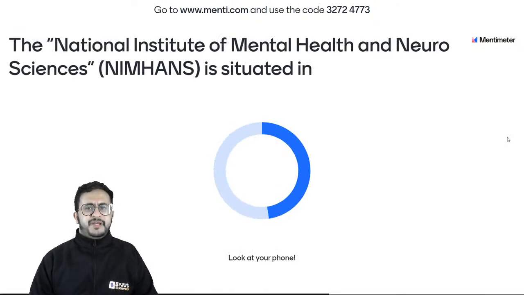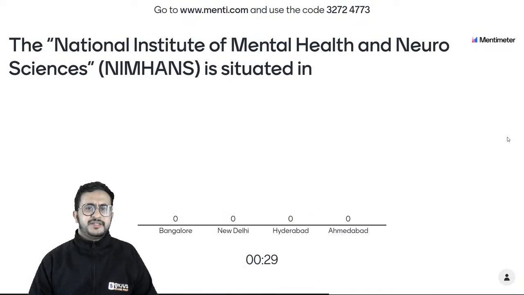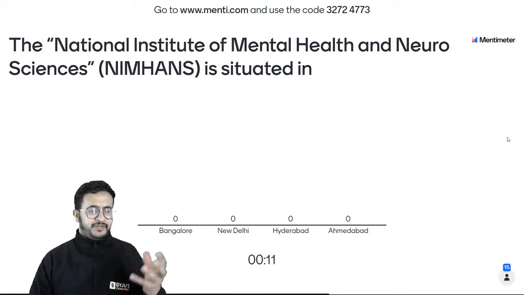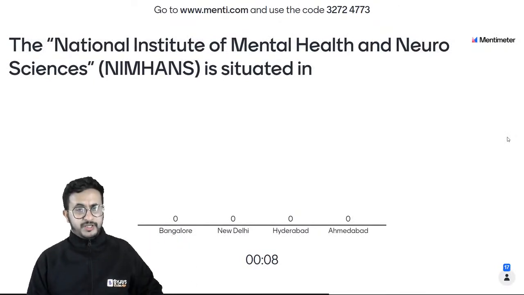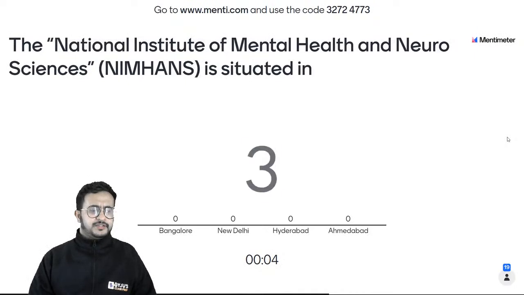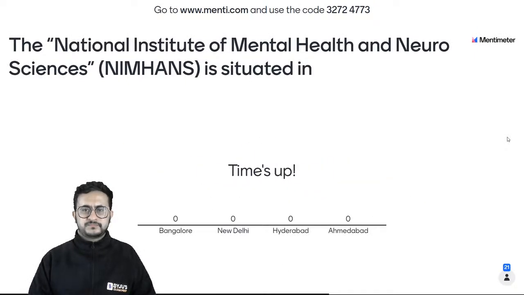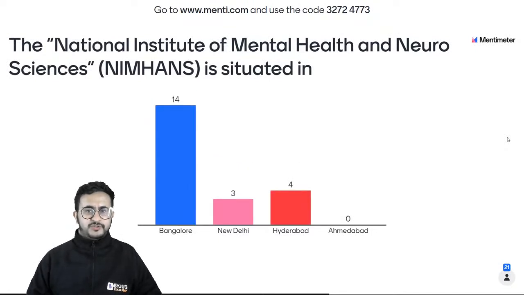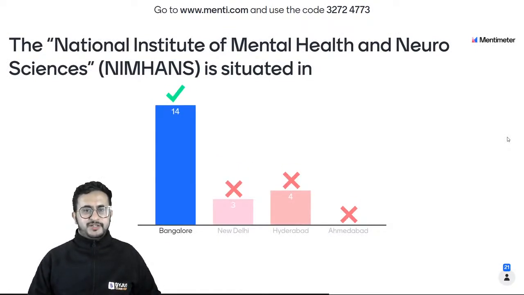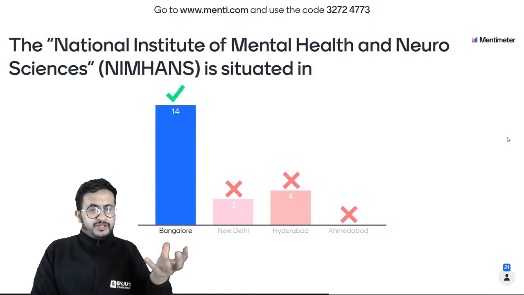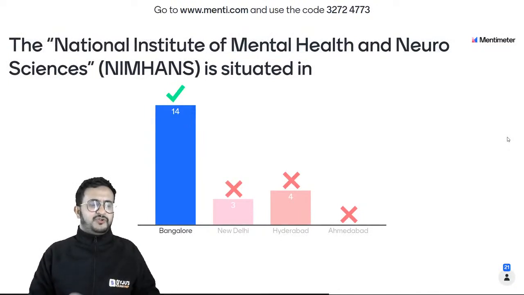The National Institute of Mental Health and Neurosciences, NIMHANS, is situated in which city? Bangalore, New Delhi, Hyderabad, Ahmedabad. So NIMHANS is the apex institute of mental health and neurology in India. Like you have AIIMS, right? AIIMS is an apex institute. Likewise, for mental health, this is the biggest institute in the country. Where is it situated? The right answer is Bangalore. If you have been to Bangalore or live there, you know that there is a station also for emergencies.